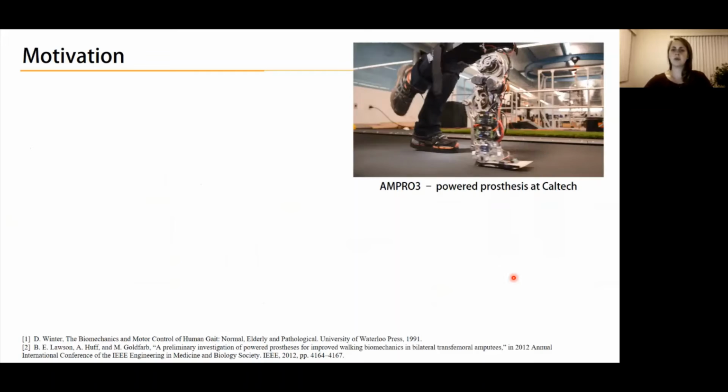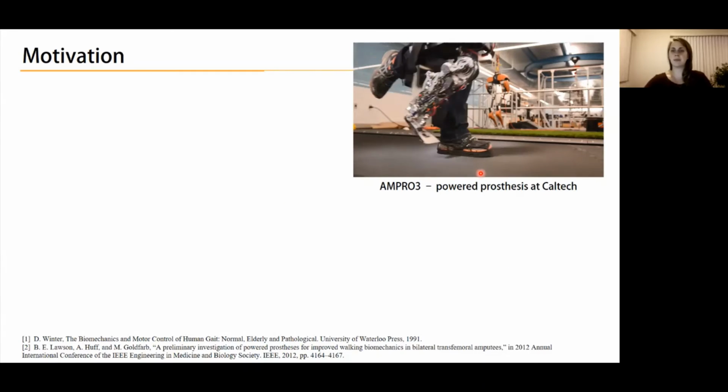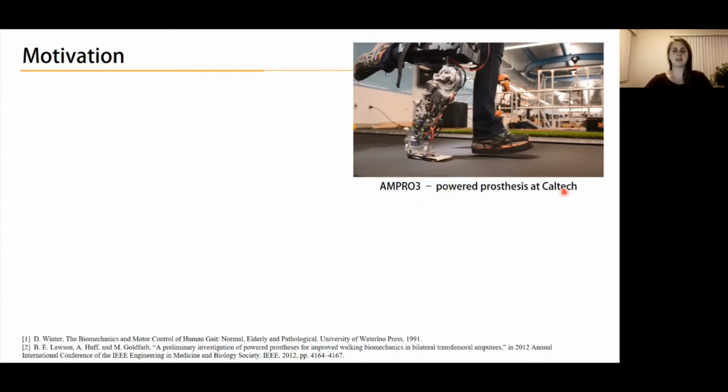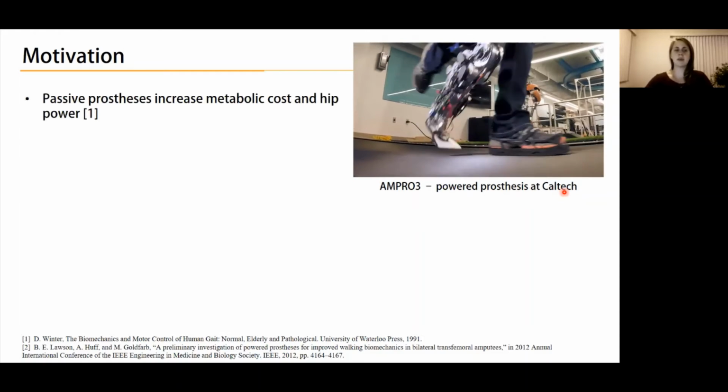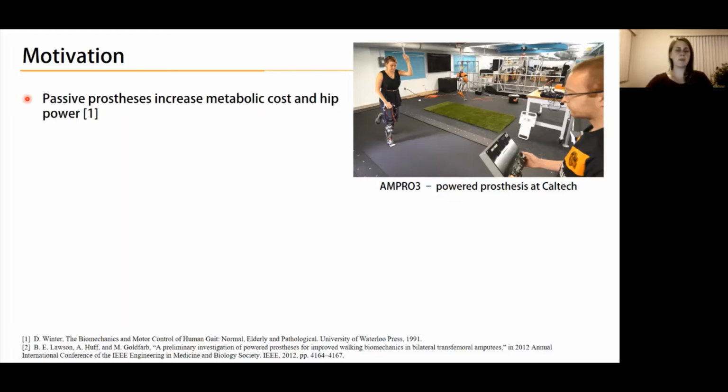In the video on the right, you can see me walking with Ampro, a powered prosthesis at Caltech. The reason we study powered prostheses is because passive prostheses increase metabolic costs and hip power for amputees. Powered prostheses, on the other hand, provide net power to the user and enable healthier gait.